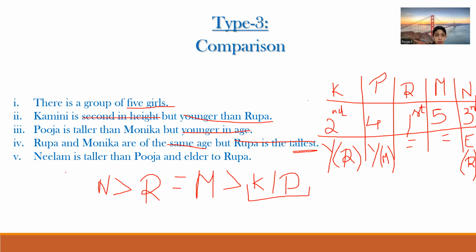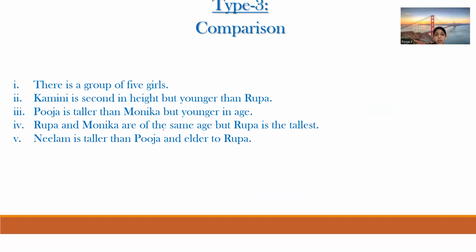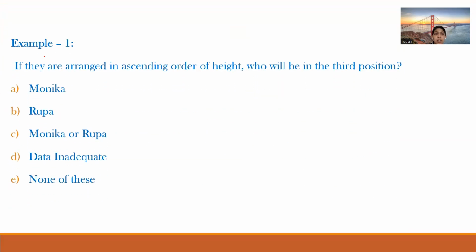Okay, hope this confusion is done. So let's start solving the questions. If they're arranged in ascending order of height, who will be in the third position? Neelam. Data, none of these. None of these should be our answer. Data inadequate is when the question given itself is not enough for you to identify whom. If you are able to identify it as Neelam, you will not be using data inadequate.